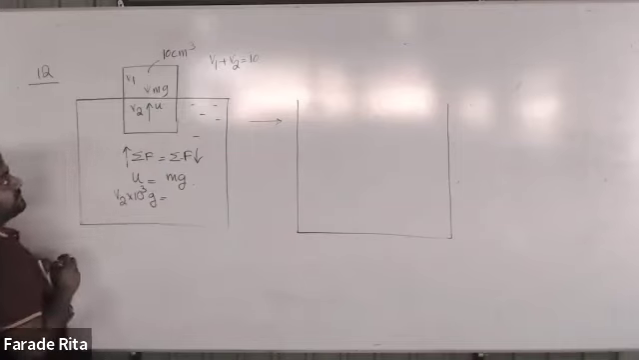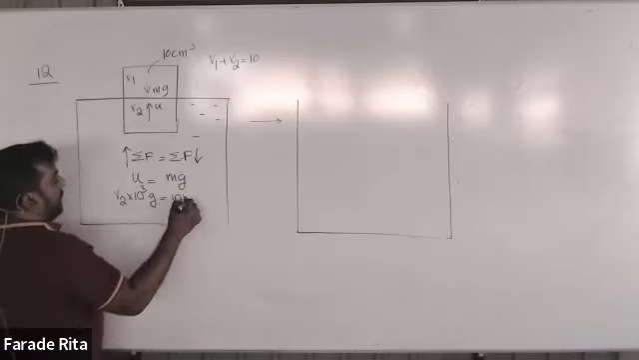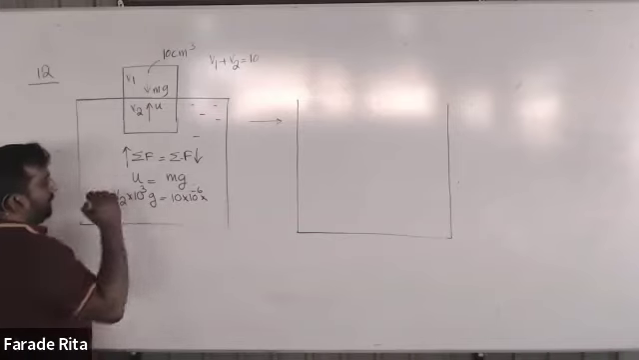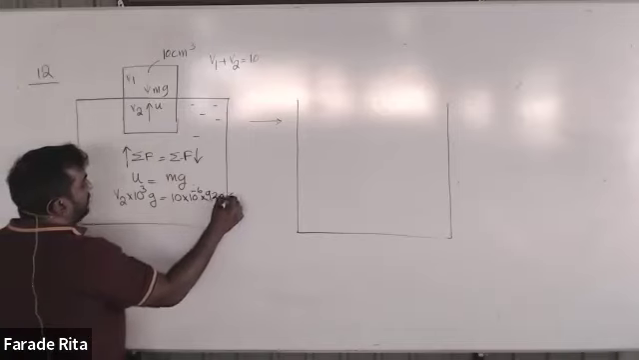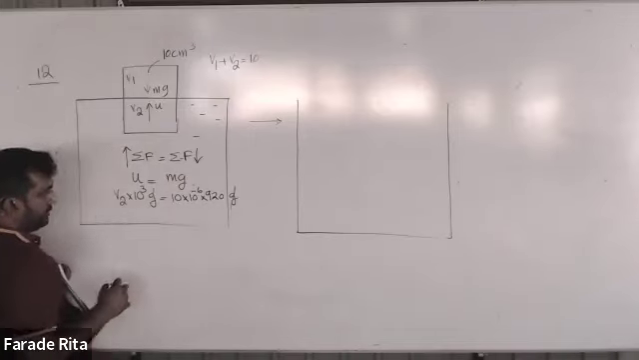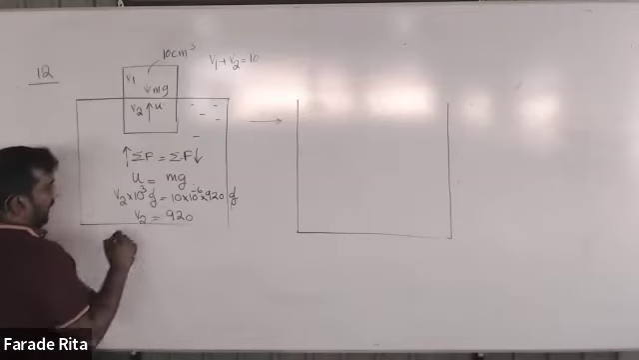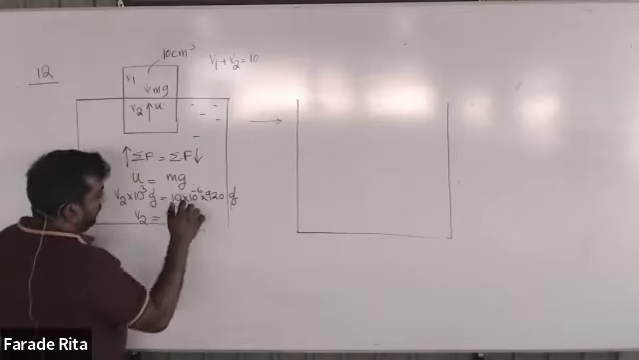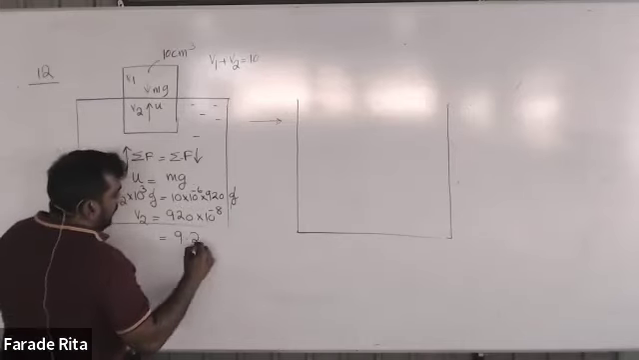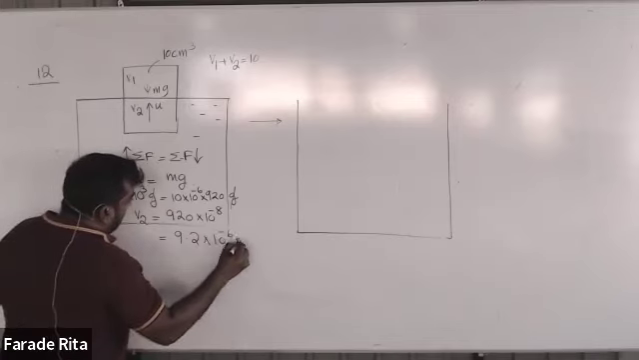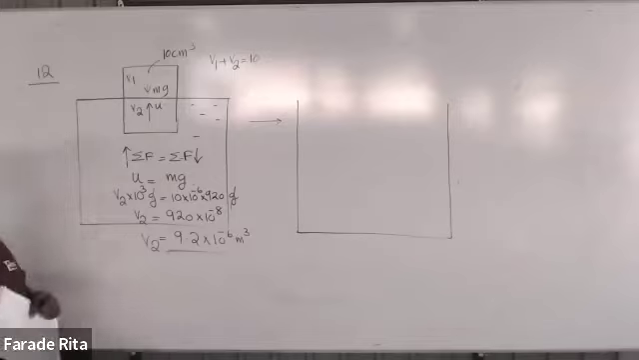Mass of ice is volume of ice, 10 cubic centimeters converted to cubic meters, times density of ice, 920, times g. Look at the board carefully now. Submerged volume is 920 times 10 to the power minus 8. Simplify this: 9.2 times 10 to the power minus 6 cubic meters. So submerged volume is so much.